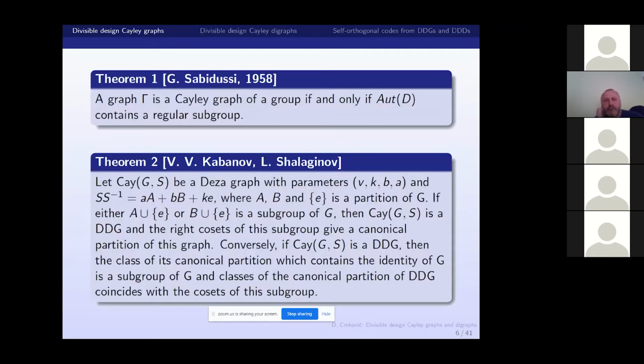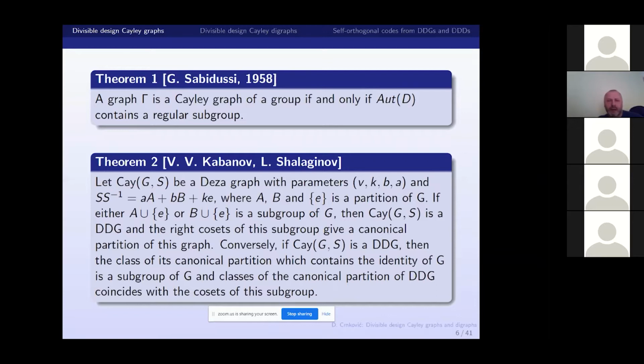So a well-known theorem from 1958 by Sabidussi says that a graph gamma is a Cayley graph of some group if and only if the automorphism group of gamma contains a regular subgroup. On the slide there is a mistake, it should be gamma here instead of D. And Kabanov and Shalaginov gave this theorem in that paper which I mentioned on the previous slide.